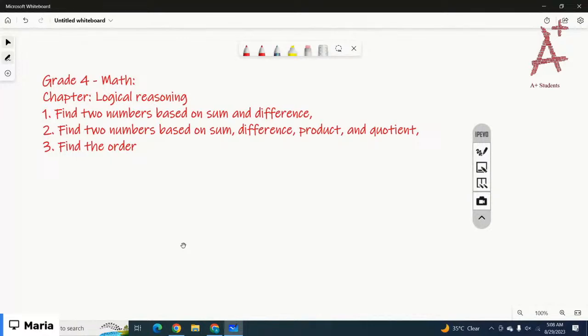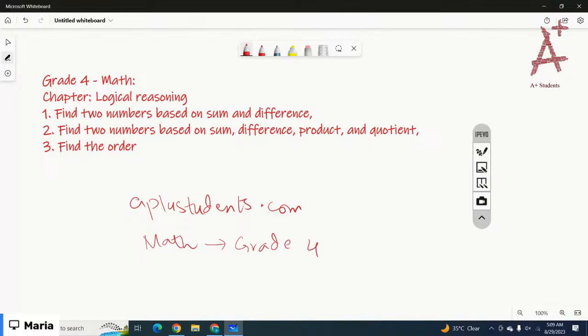We are here for grade 4 math. You can find all the lessons on aplusstudents.com. You have to log in there using your email address and password as provided by the administrator. Then select math from the subject tab, scroll down to grade 4, and then click on view all lessons. There you can find the list of the chapters.